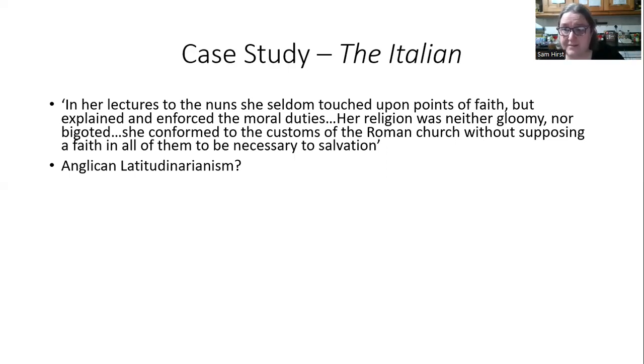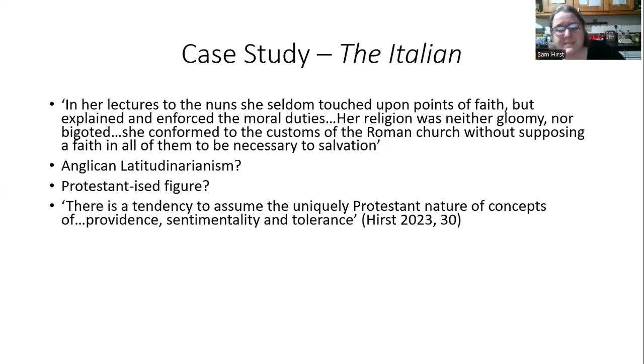Well, it could fit, but we do see that this is specifically associated with the Roman Church. So, is she a Protestantized figure, really? Is this an essentially Protestant point of view? I don't particularly think so. There is a tendency to assume the uniquely Protestant nature of concepts of providence, sentimentality, tolerance, etc. in the Gothic or in Gothic criticism, but this simply isn't the case.